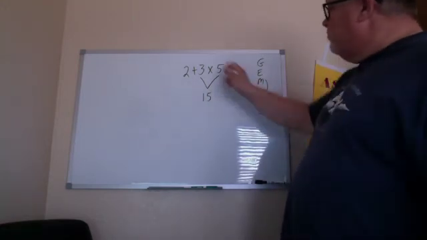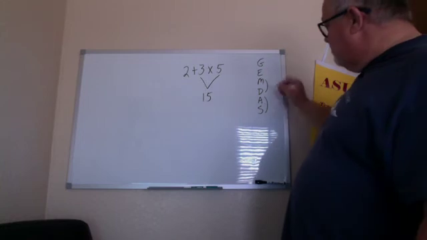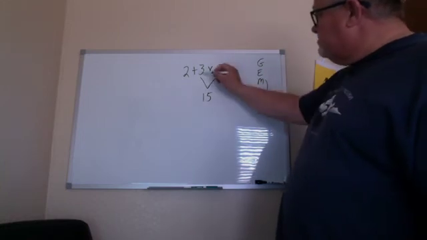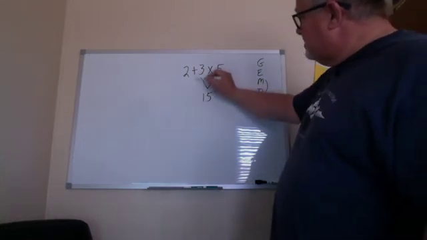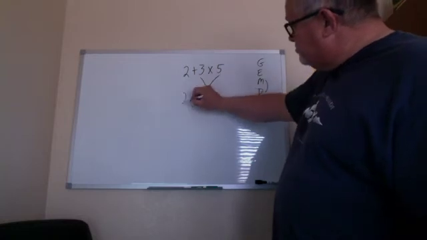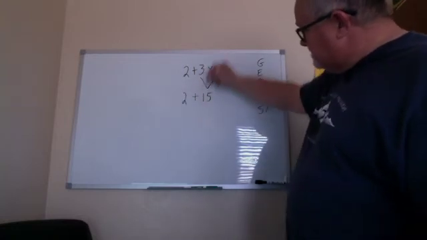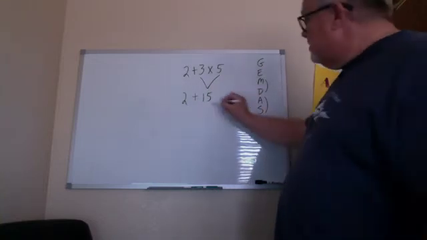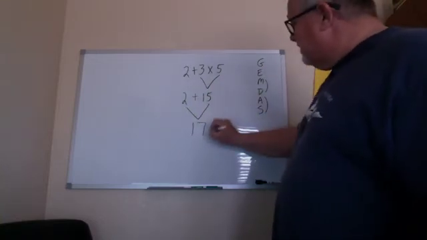And now that I've dealt with all of the multiplication or division, I move on to addition and subtraction, and I do see an addition here. There's the plus sign. The 3 has already been used for this, so now I'm just going to do 2 plus 15. I'm just bringing these numbers down and rewriting the equation. And now I get my final answer of 17.